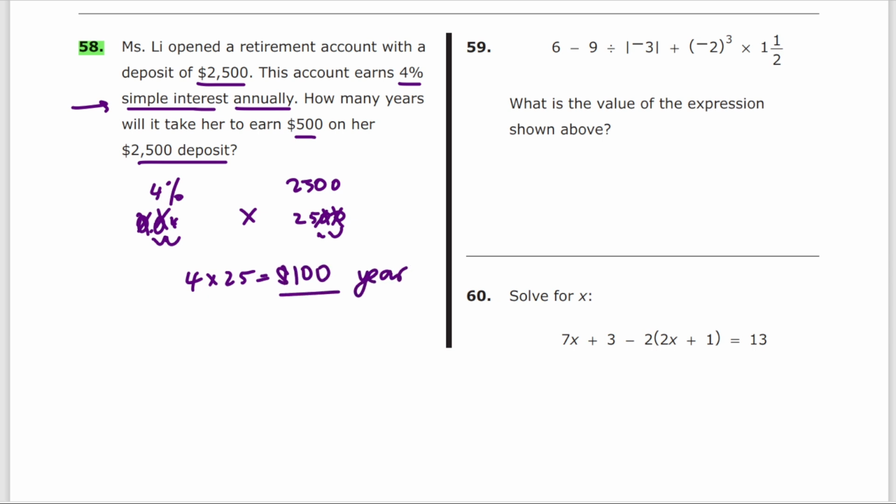Now, how much time will it take us to get to $500? Simple, it's 500 over 100. The answer is 5 years.